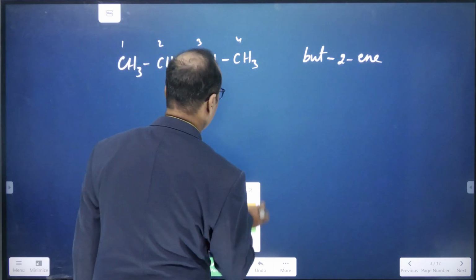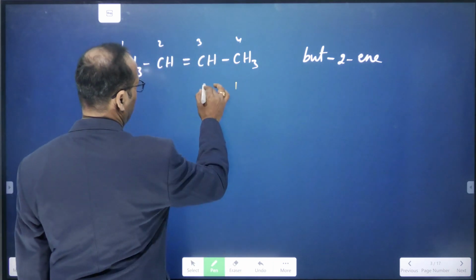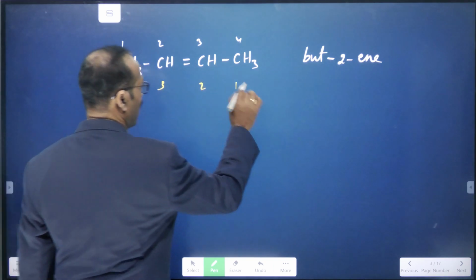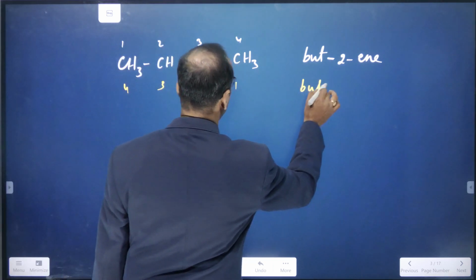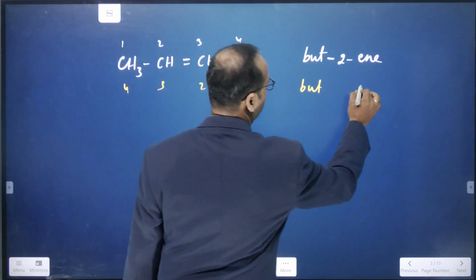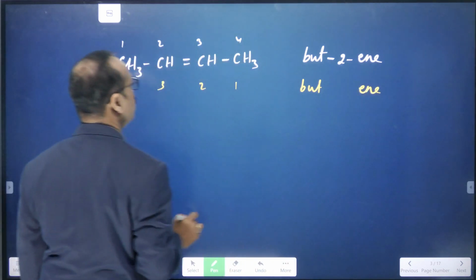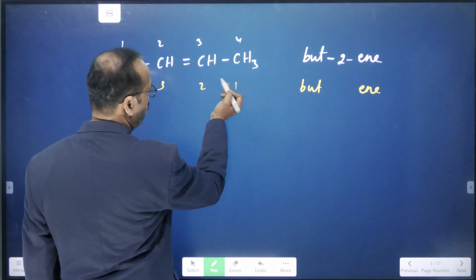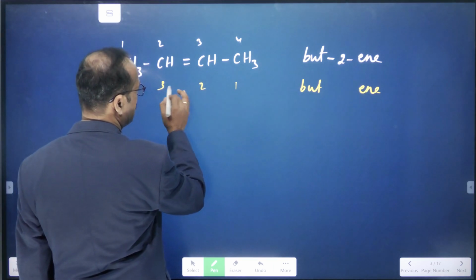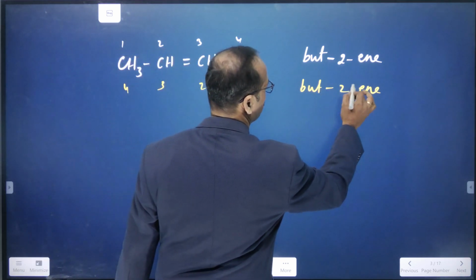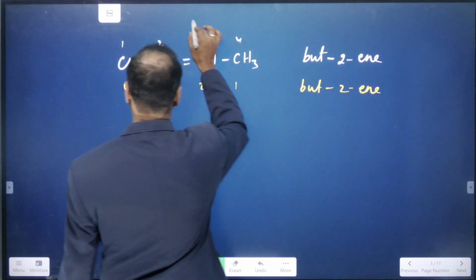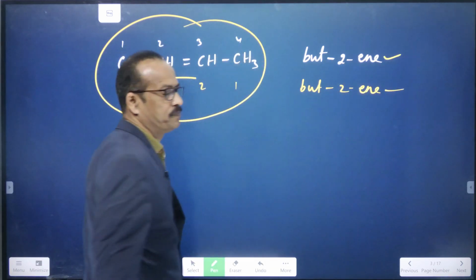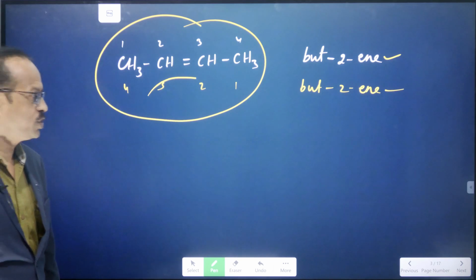If I count the number from this side, then what happens? 1, 2, 3, 4 carbons. Again the root word is but, and there is one double bond, so again it becomes ene. Now the double bond is coming between which carbons? From this side I count 1, 2, 3. It's coming between 2 and 3, the smaller one is 2. So in this case, both are correct. Both are correct. Clear to you?